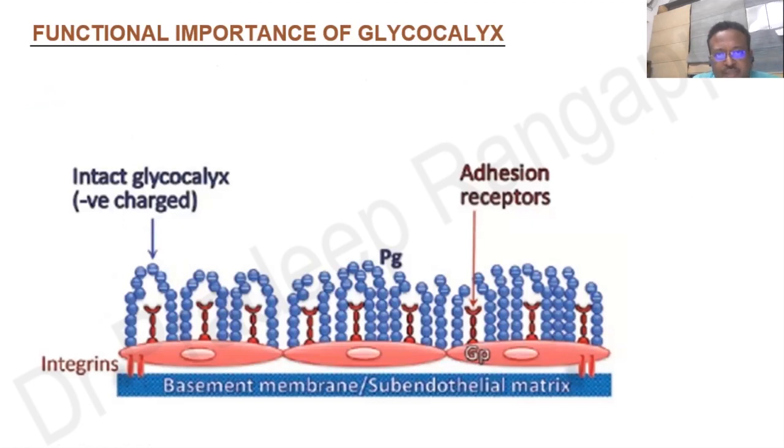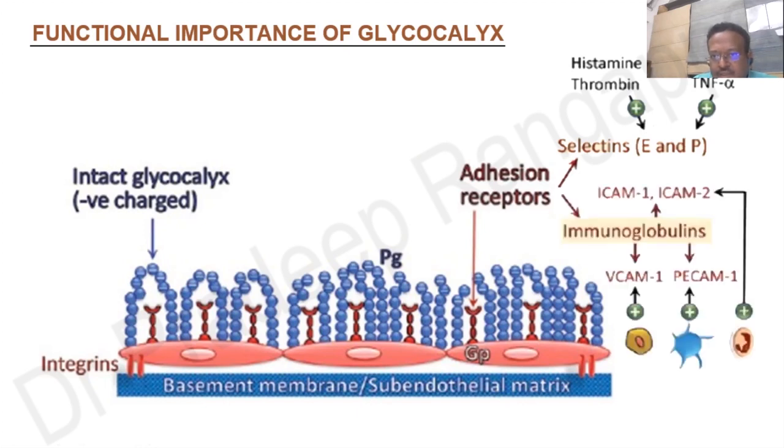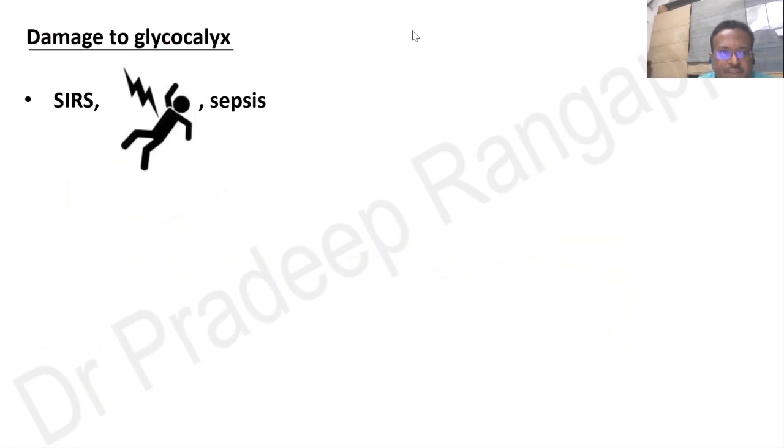Let's jump into the functional importance of glycocalyx. As I said, the intact glycocalyx is negatively charged and it tends to form these branches which cover up and protect the adhesion receptors. These adhesion receptors are of two types. One is the selectins, which tend to bind to histamine, thrombin, interleukin 1 and tumor necrosis factor, which are positively charged. The second type of adhesion receptors are the immunoglobulins, which constitute the adhesion molecules, vascular cell or platelet endothelial cell adhesion molecules.